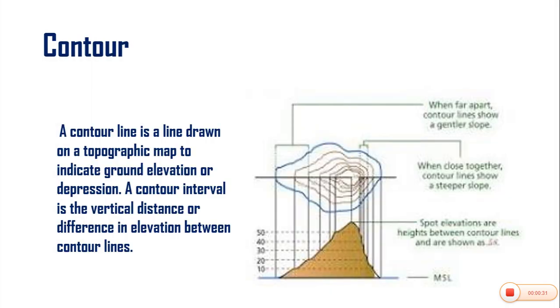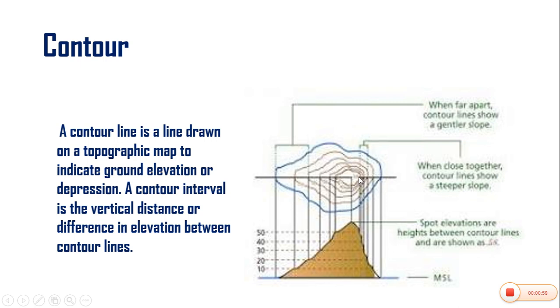A contour is a line drawn on a topographic map to indicate ground elevation or depression. A contour interval is the vertical distance or difference in elevation between contour lines. The image on the screen is what a contour looks like on a map. This is a contour. Now we have a spot elevation. They are the heights between contour lines.